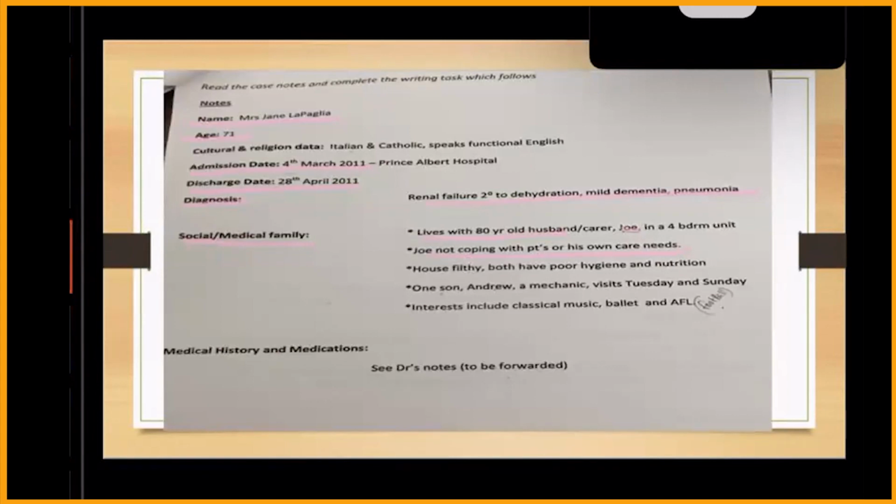We decided earlier, background in the family conference. So along with the background, we can write about the situation also. Currently, what is happening? Can one of you help me? Mrs. La Pagila lives with her husband, Mr. Joe. He is not coping with his wife. Don't write it like a short story, okay? Concise and just write the main points. Okay, someone come forward.